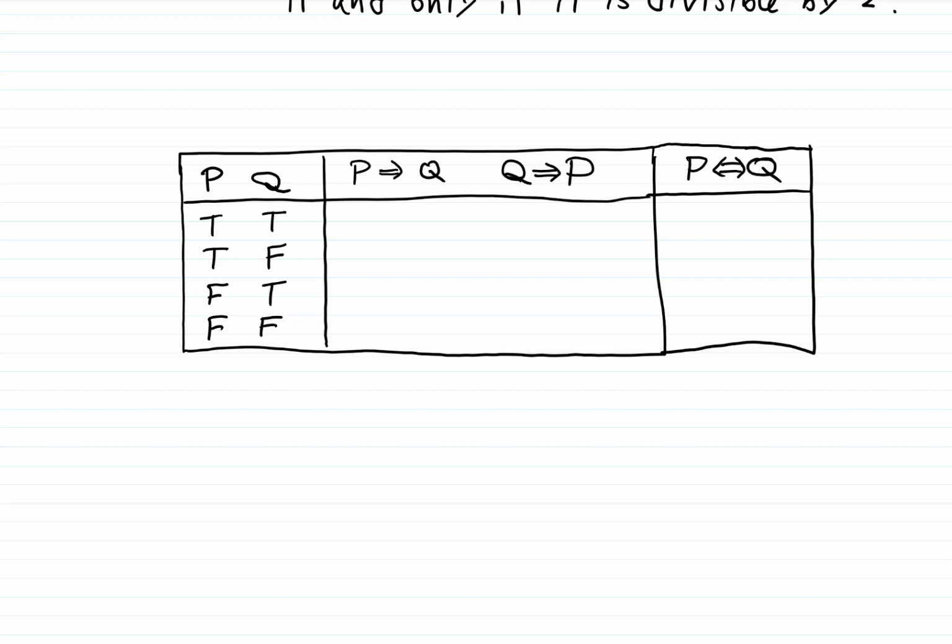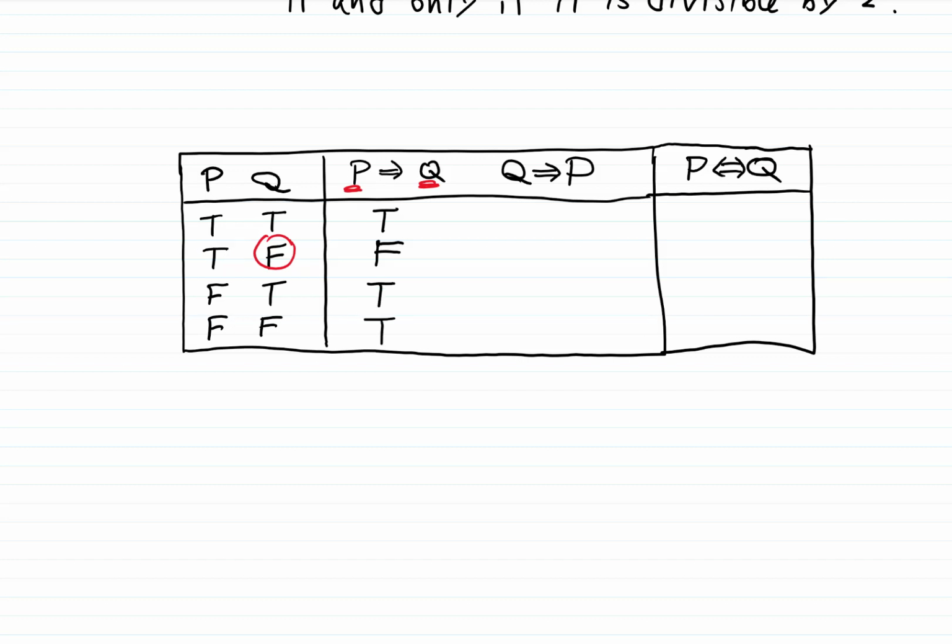Okay, so let's fill in these two columns. What did we say about implications? We said the only time an implication is false is if the hypothesis is true and the conclusion is false. So the only time that should happen in this column is right here: P is true and Q is false. Then P implies Q will be false. In all other cases, P implies Q is true.